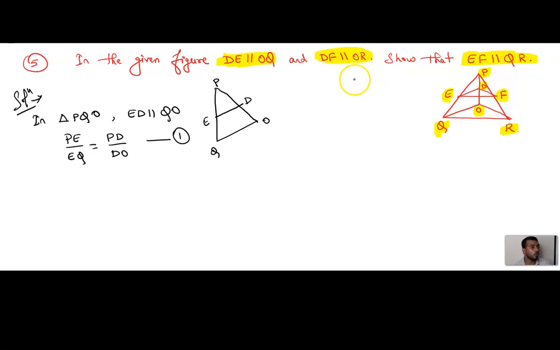DF is parallel to OR. Where is DF? It's here. Correct, children? This is my D and this is F. DF is parallel to OR. It's here, no? This is O and this is R. Now this is my triangle. Where it meets? At P. Again these both lines meet at P. Now this side is parallel to this side.